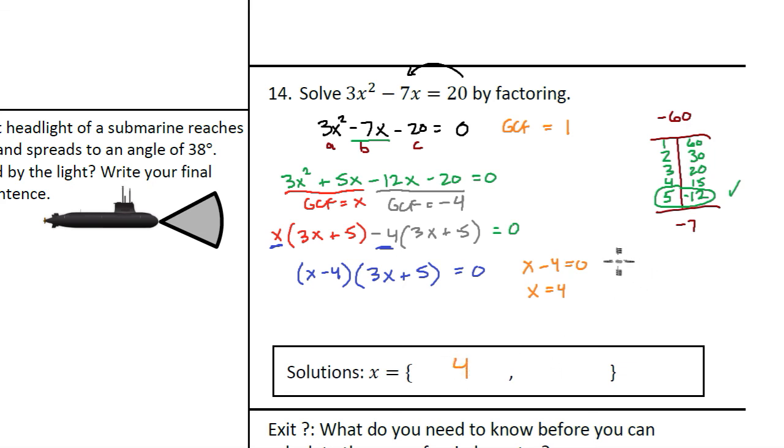And then take my second binomial. If I can get that equal to 0, then 0 times this is always going to be 0. Let's subtract 5 from both sides. 3x equals negative 5. Divide both sides by 3. 3 over 3 is 1, so I can ignore that. My other solution is negative 5 divided by 3.